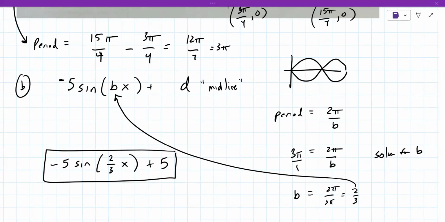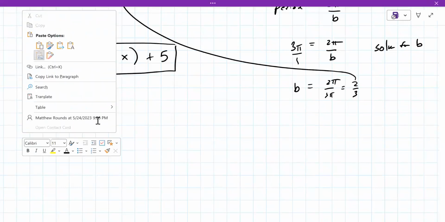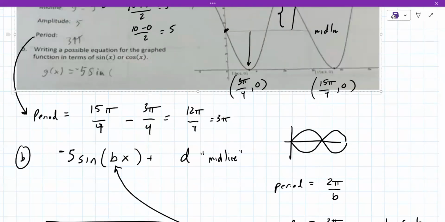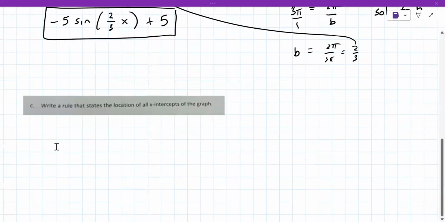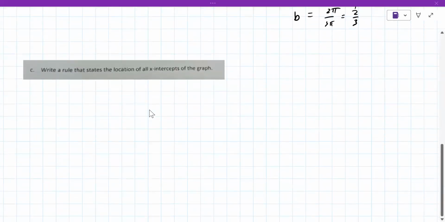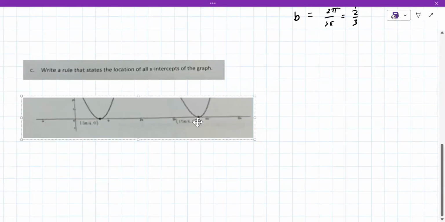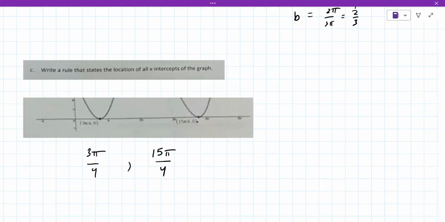Okay. Part C. We didn't really do this last night. We didn't really write a rule. We were just sort of like, actually, let me grab a snip from the graph. Write a rule that states the location of all x-intercepts on the graph. So we know it's 3 pi over 4 and then 15 pi over 4. And we know that we're adding 3 pi each time. So the rule has to have a 3 pi in it.